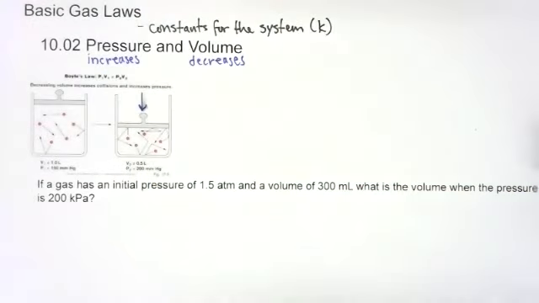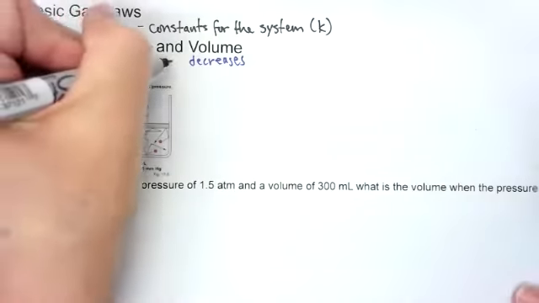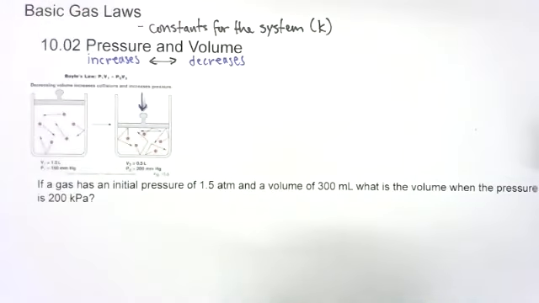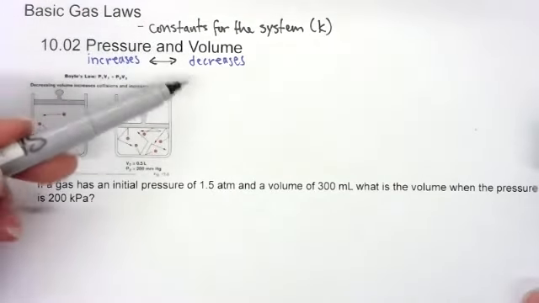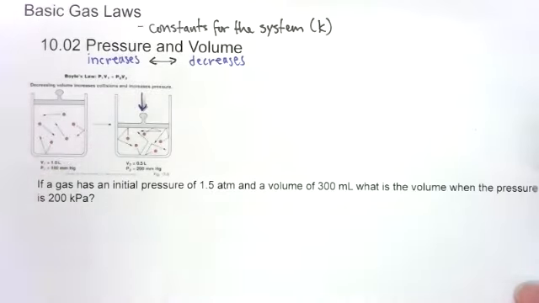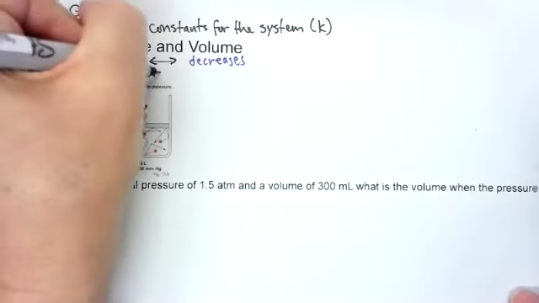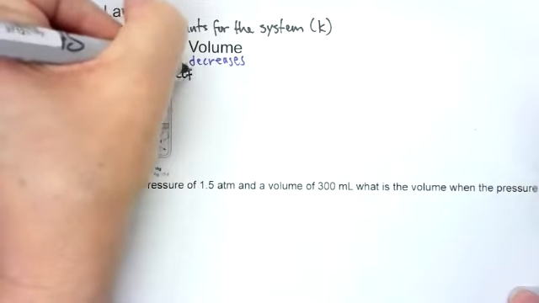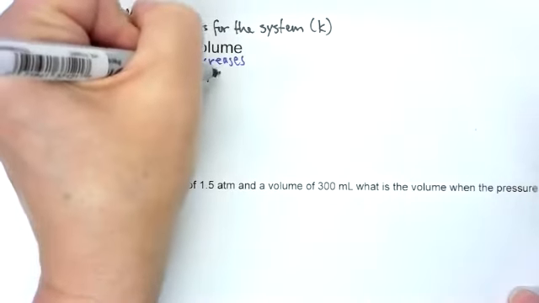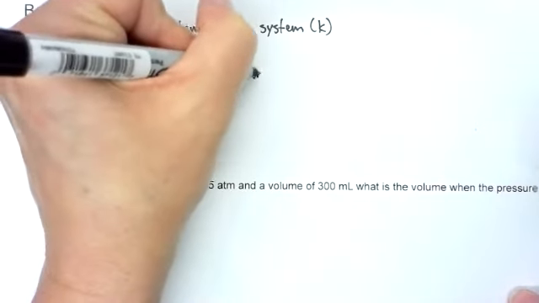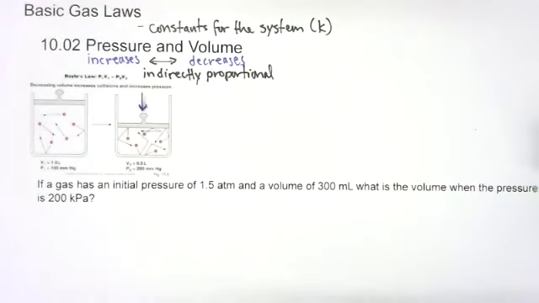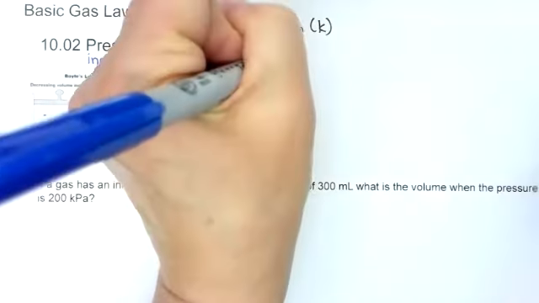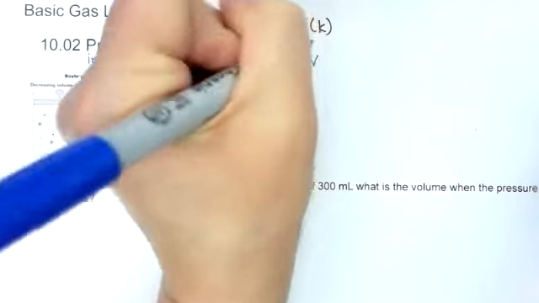In other words, there's a maximum volume pressure ratio that we can have, and we're going to call that the constant K. When we have a relationship where when one variable increases, the other variable decreases, we call this indirectly proportional.